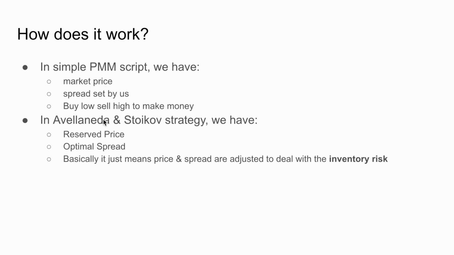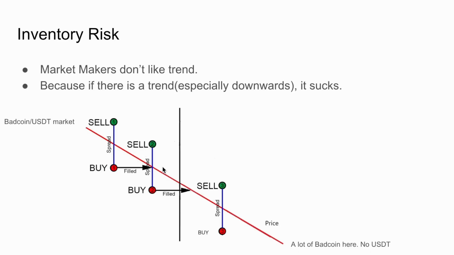So in this AS model, AS strategy, we just have two fancy words, the reserved price and the optimal spread, and these two are just different versions of the market price and spread set by us. Basically it just means price and spread, adjusted to deal with the inventory risk. Yeah. So let's talk a little bit about inventory risk.